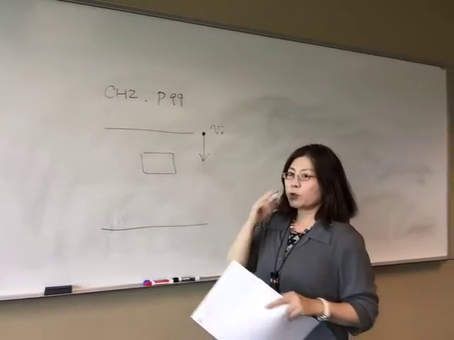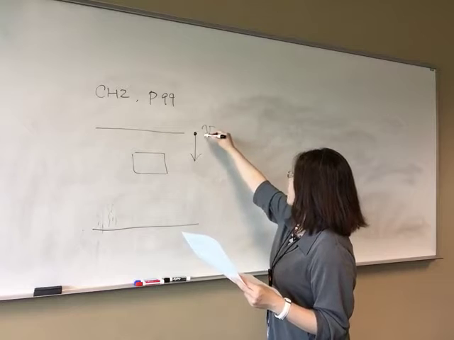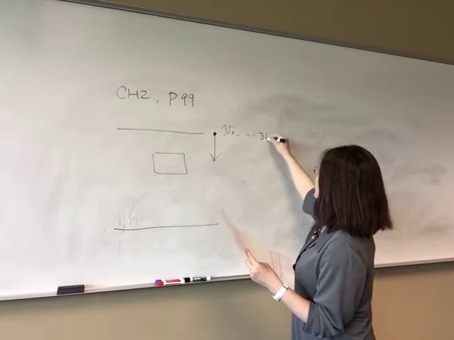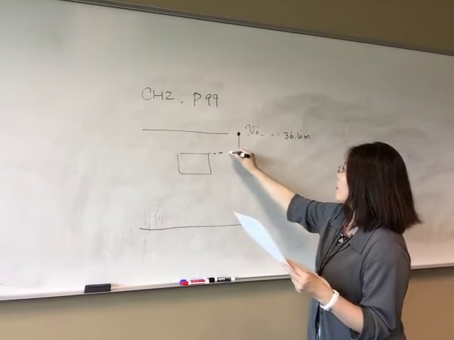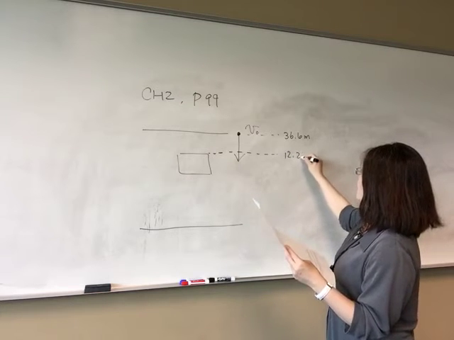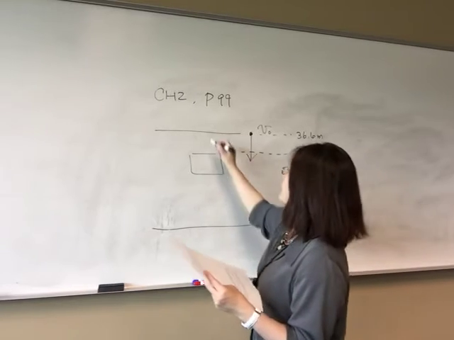So remember, it's downward, which means that it has a negative value. And it's located at 36.6 meters. Okay, and it said that there's a window. When the ball passes the window, it is 12.2 meters above the ground, and the time it takes is 2 seconds.